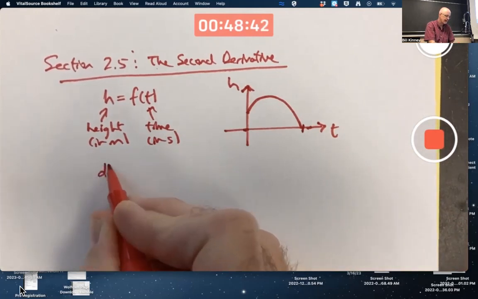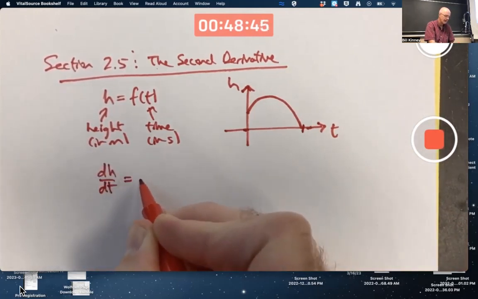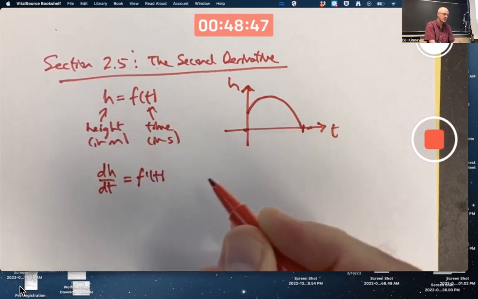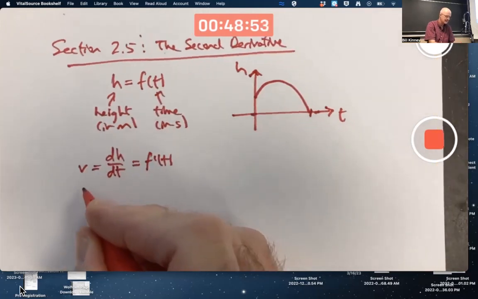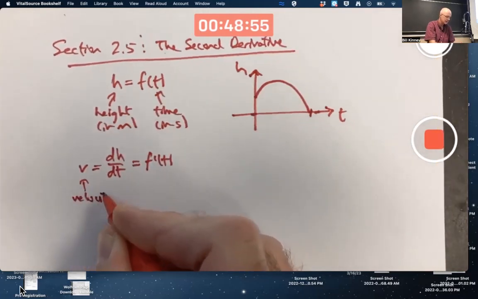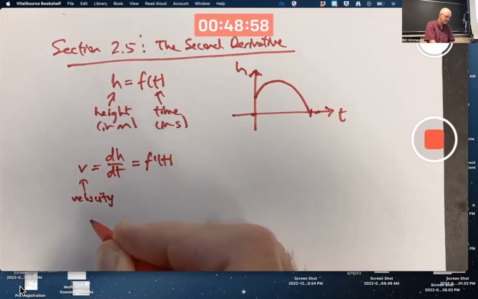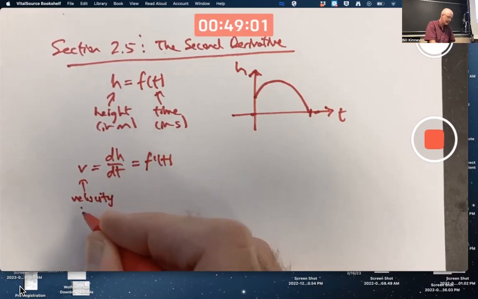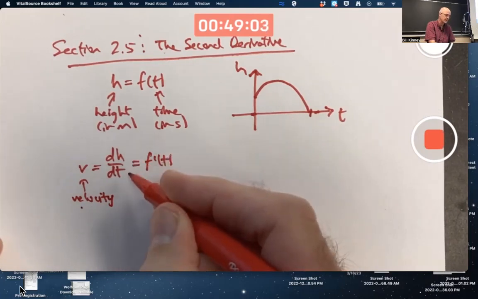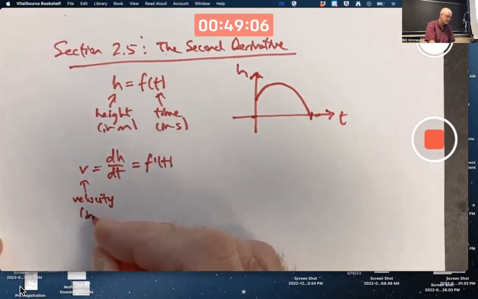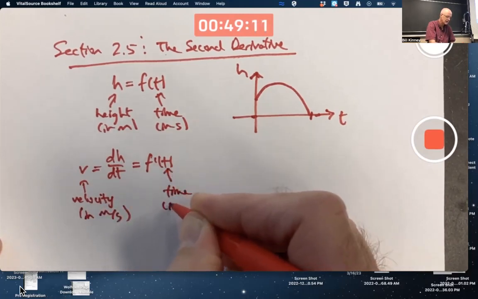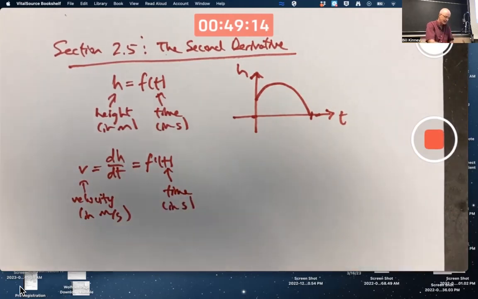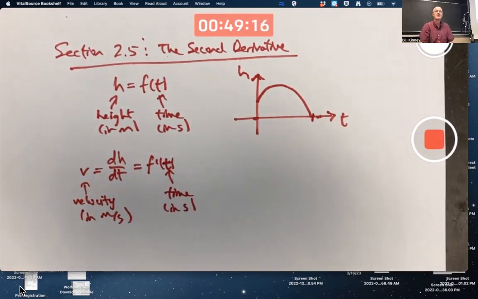The derivative of this, dh/dt, f prime of t, is its rate of change, and that is the velocity. Velocity is the rate of change of position in general. In this case, height is the position, and its units would be units of h per unit of t, meters per second. T is still time. That doesn't change. The input doesn't change what it is. It's the output that changes units and interpretation.